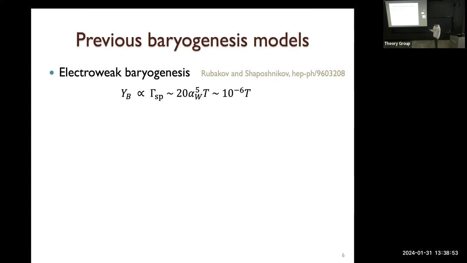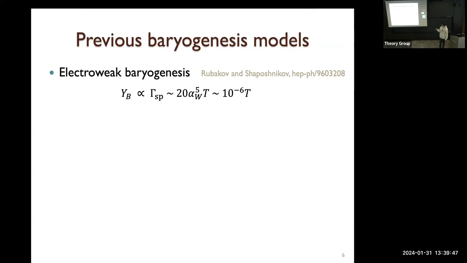One of the most famous examples is, of course, electroweak baryogenesis. In electroweak baryogenesis, the baryon yield is proportional to the sphaleron process rate. As you know, the sphaleron rate is roughly 20 times alpha weak to the fifth power times the temperature, and this gives roughly 10 to the minus 6 times the temperature. This 10 to the minus 6 is the dominant source of the observed baryon asymmetry in electroweak baryogenesis. As just mentioned, there's an additional factor from the CP violation from new physics, which is around 10 to the minus 2, and some other effects. So eventually they also get 10 to the minus 10, but the sphaleron rate, alpha weak to the fifth power, is the dominant source of the 10 to the minus 10 in this case.